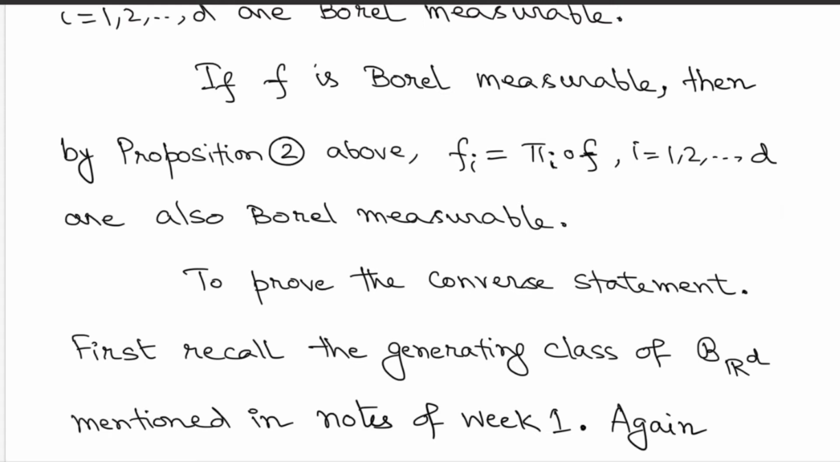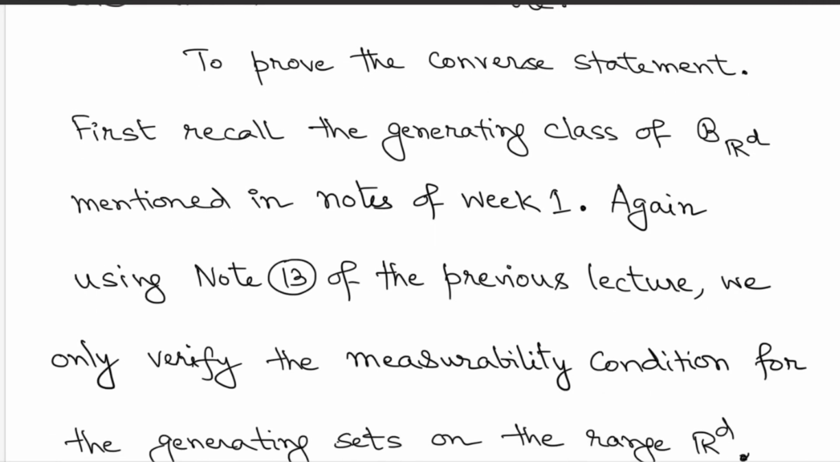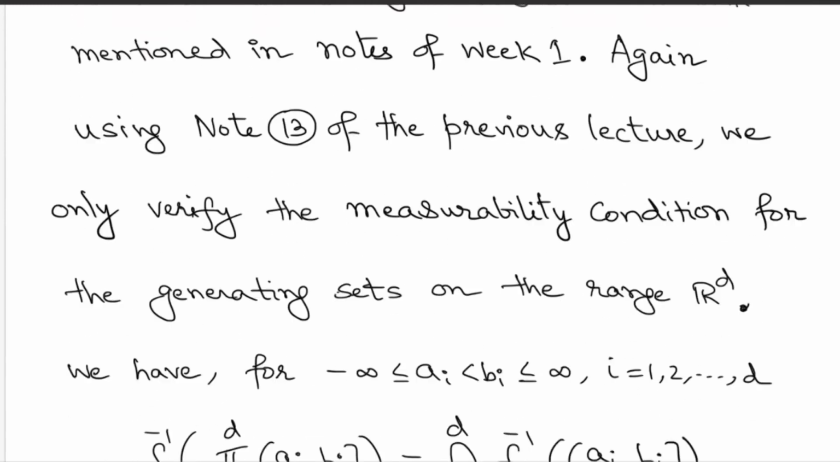Okay, so now for the converse, we are going to use this thing about the pre-image of generating sets. So now we are assuming that all the coordinate functions f_i are Borel measurable. So they are from omega to R. So you are using the Borel measurability there with the real line, the Borel sigma field on the real line on the range side. But then you want to claim the Borel measurability of the function small f, which is taking values in R^d. So you will be using the Borel sigma field of R^d. So to check the Borel measurability of the function f, you need to use the generating sets of the Borel sigma field on R^d, which is the range. So then you use that.